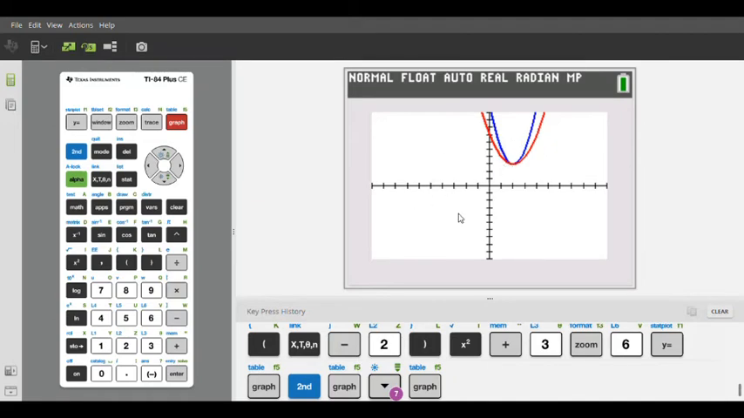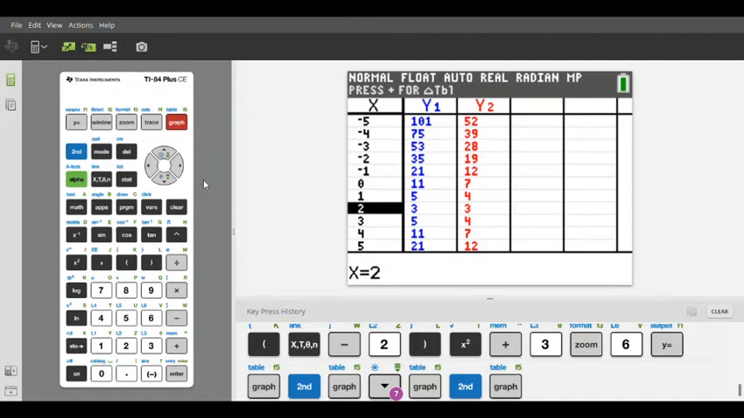But those are your two graphs. You can look at as many points as you wanted to for them, and you can find that minimum for both of them if you needed to, with the min function if you want to be precise. So let's get back to the notes.